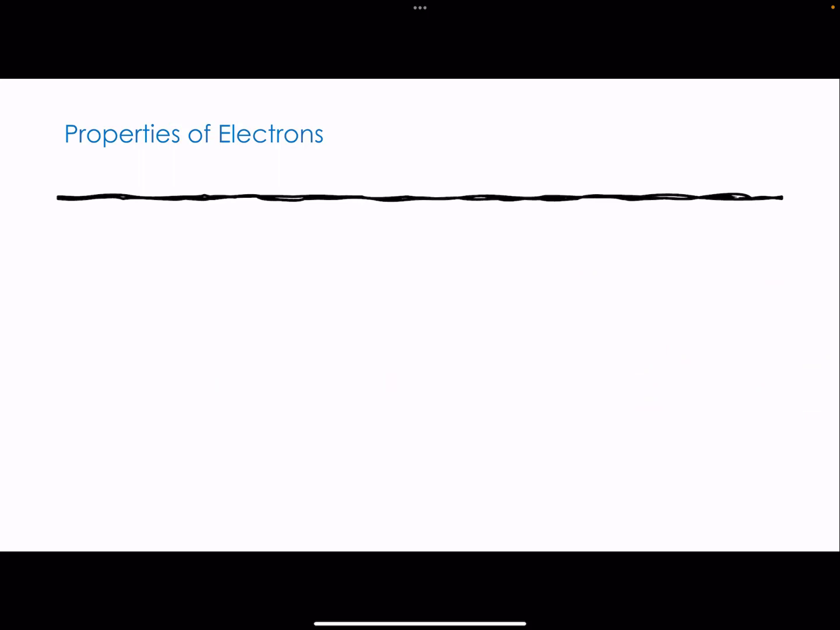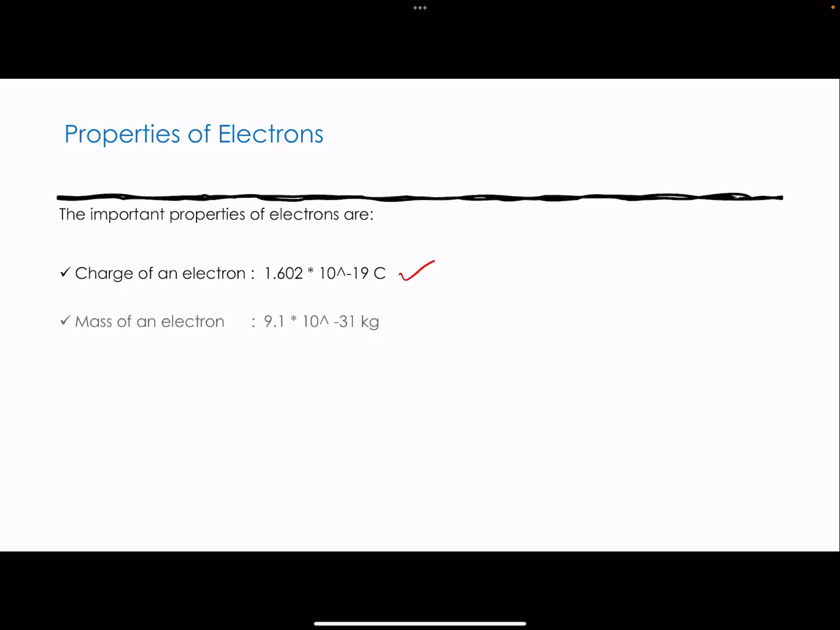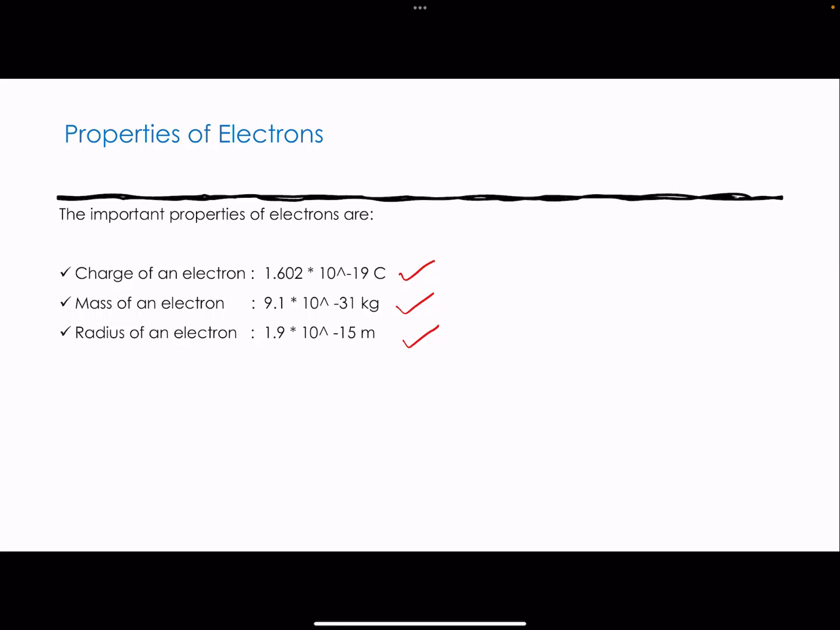Next, let us see what are the important properties of electrons. So the important properties of the electrons are, the first one is the charge of an electron which is 1.602 into 10 to the power of minus 19 coulombs. The second is the mass of an electron which is 9.1 into 10 to the power of minus 31 kgs. And the third one is the radius of an electron which is 1.9 into 10 to the power of minus 15 meters. So these are some of the important properties of an electron, and depending upon these properties, the classification of the materials takes place.